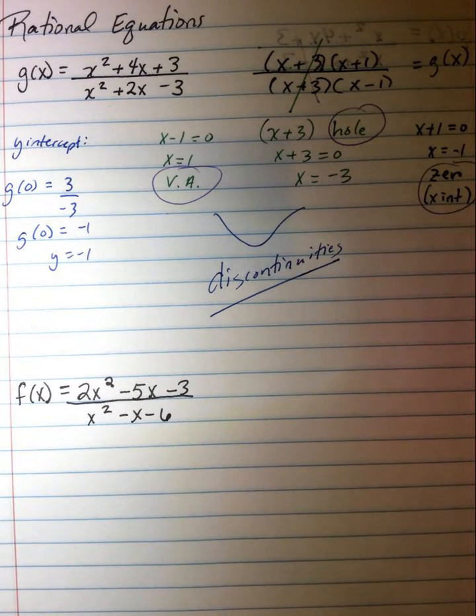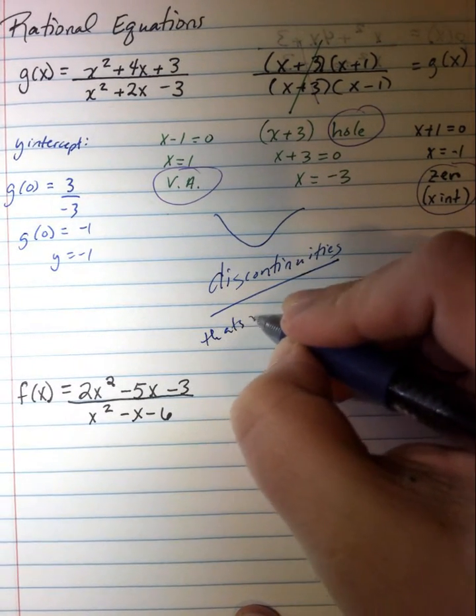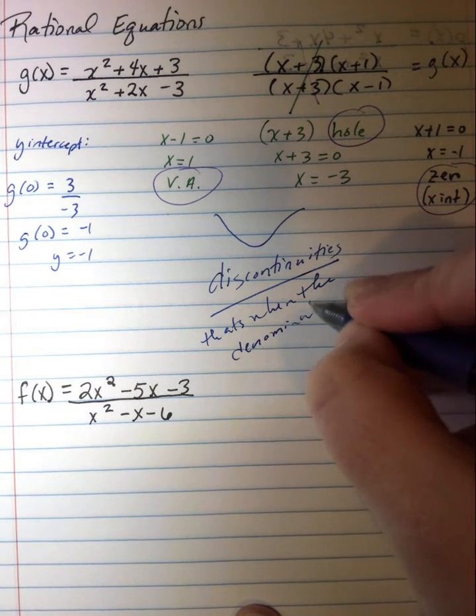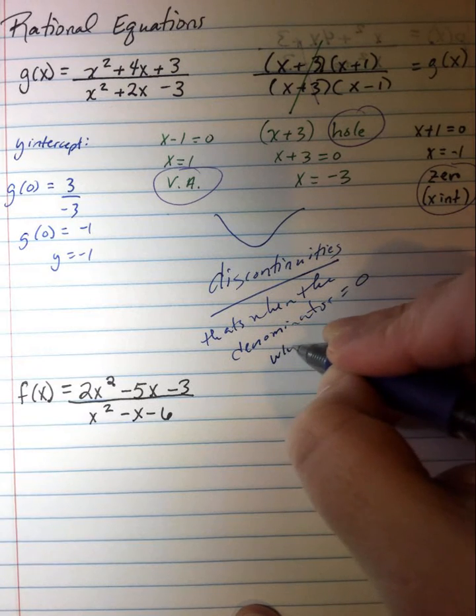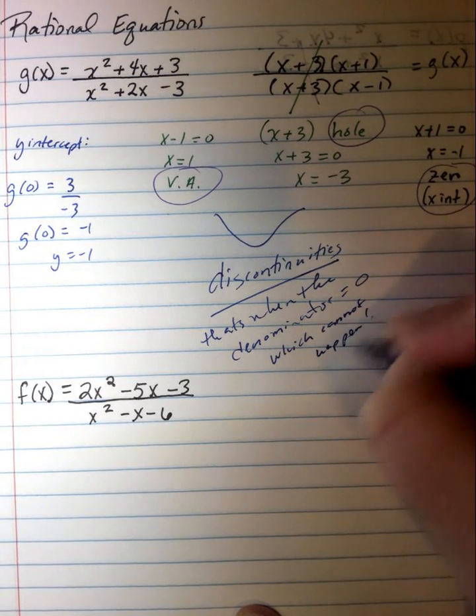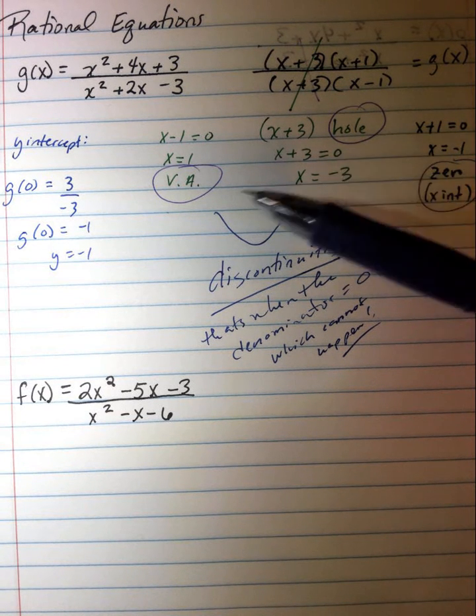Okay, you can't have it. That's when the denominator would equal 0, which we can't do. Which cannot happen. Which is what causes these breaks in your graph.